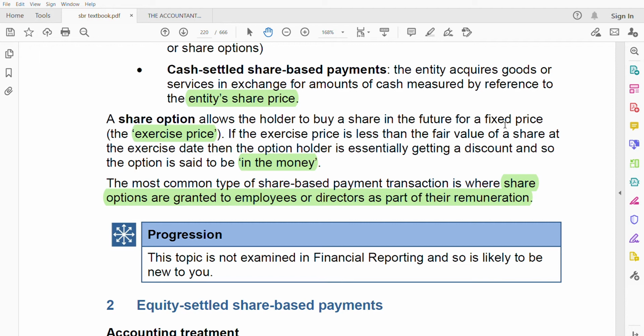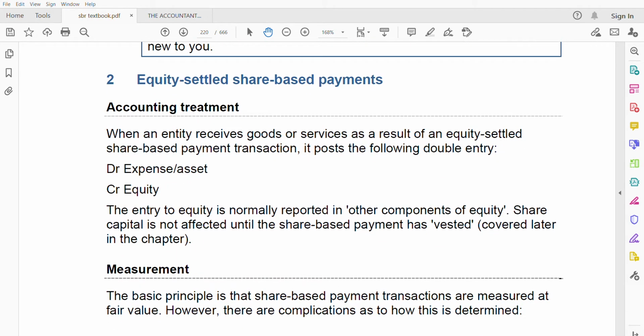So now we are moving towards equity settled share-based payment: the accounting treatment, the measurement, and what happens when we modify. When an entity receives goods or services as a result of an equity settled share-based payment, you debit the expense or an asset because you have to pay, right? You are paying, so it's an expense for you. It does not matter whether you are paying in shares or share options, but from the company's point of view, it's an expense, so you debit. Or if you are receiving an asset, you debit. Expense or an asset. We'll understand later why it's an asset also.